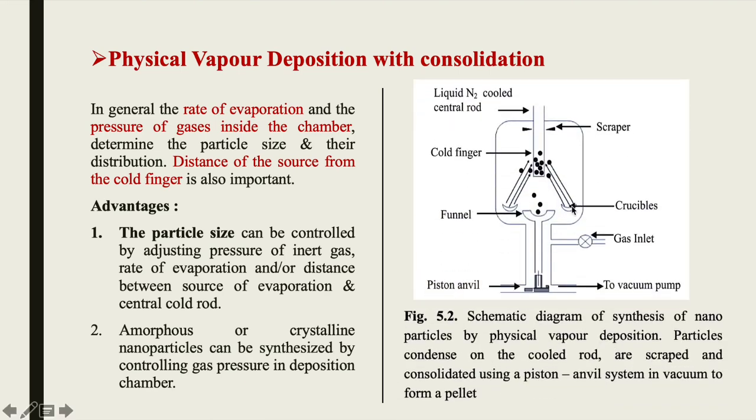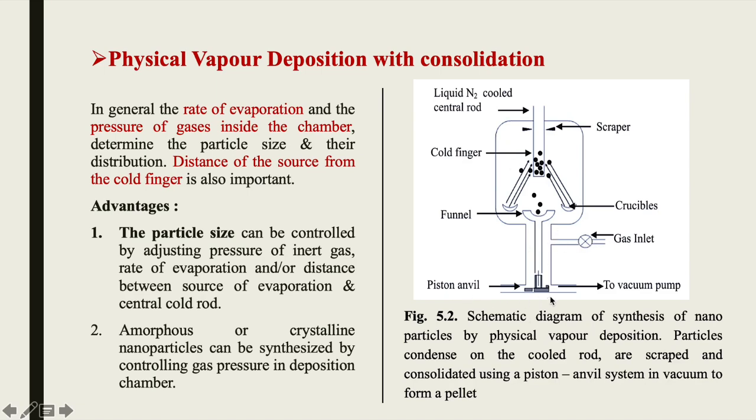So this is the general schematic diagram of synthesis of nanoparticles by physical vapor deposition. As you can see, this is your chamber. You have to attach this chamber with a vacuum pump just to remove whatever reactive gases are inside, and then after completing the vacuum, we have to put in some gas. For that we have this gas inlet. Using this inlet, you can purge your gas inside the chamber.